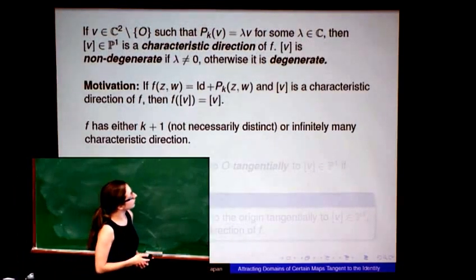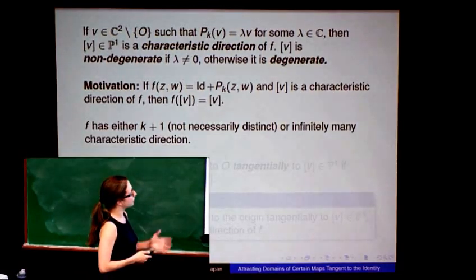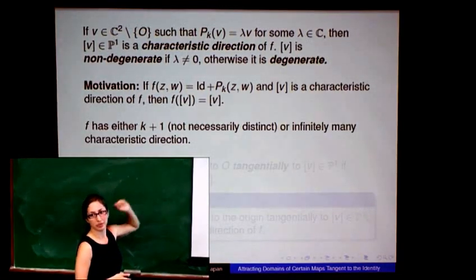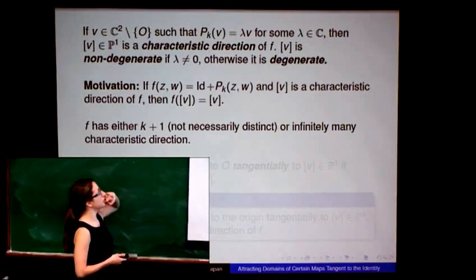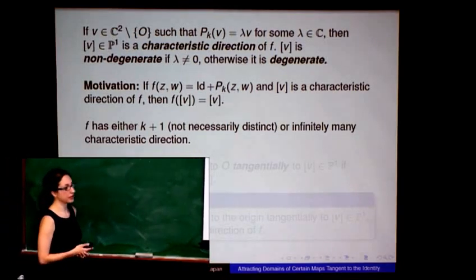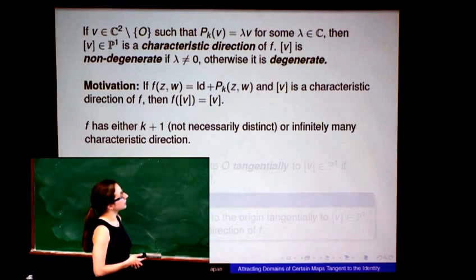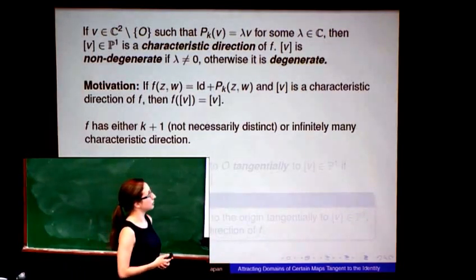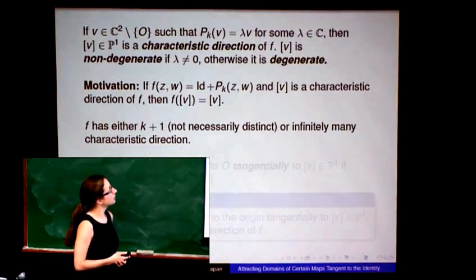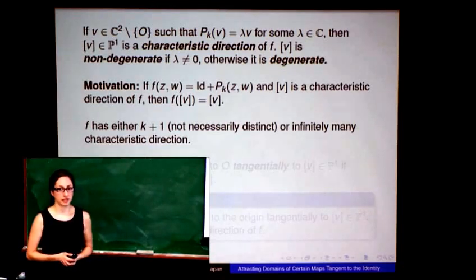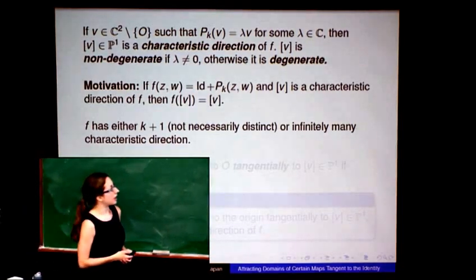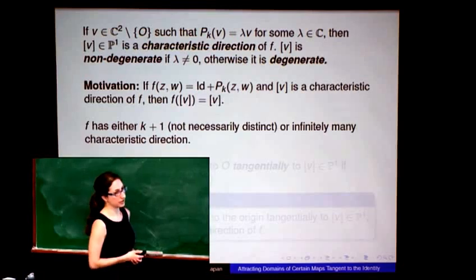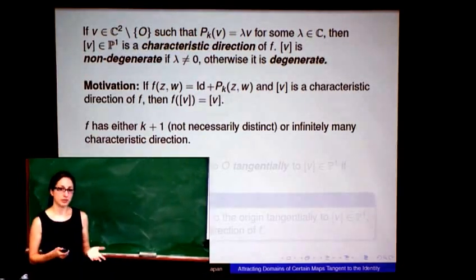Okay, so some definitions. These hold in higher dimensions, but I just simplified it to dimension 2. If you have v in C^2 minus the origin, such that P_k of v equals lambda v for some lambda in C, then v is called a characteristic direction. And if lambda is non-zero, this is non-degenerate, and if lambda equals 0, it's degenerate.